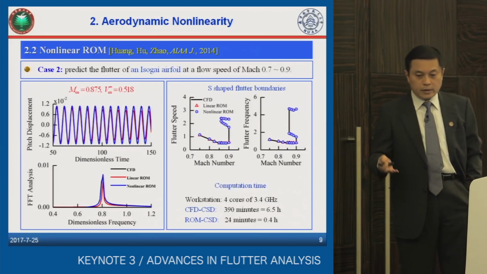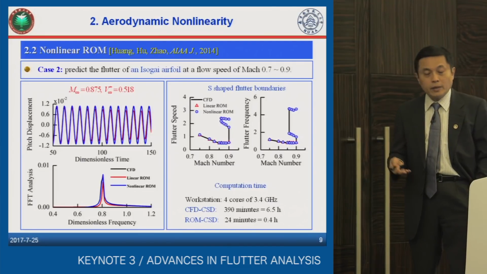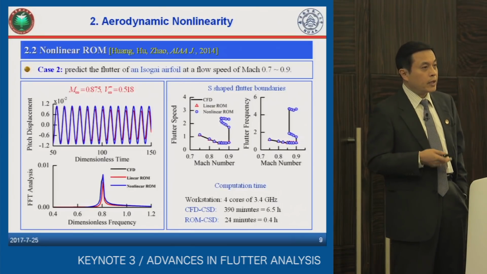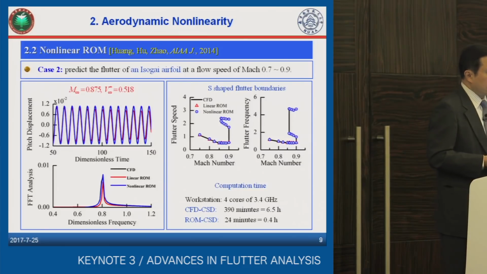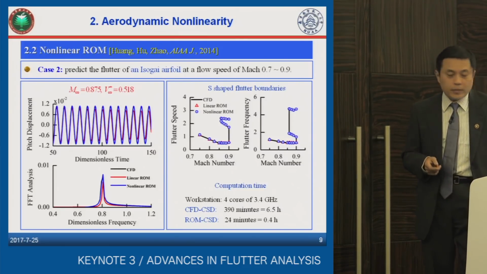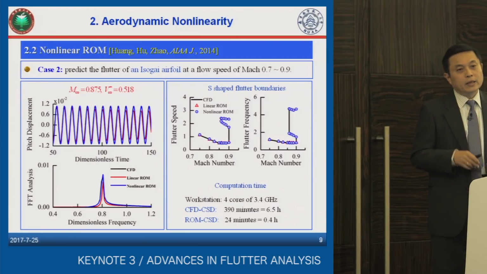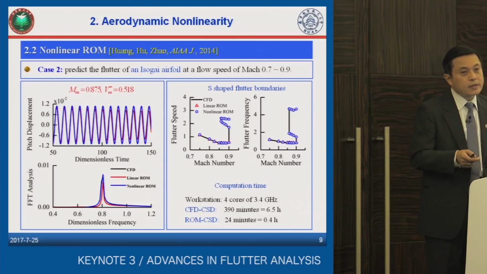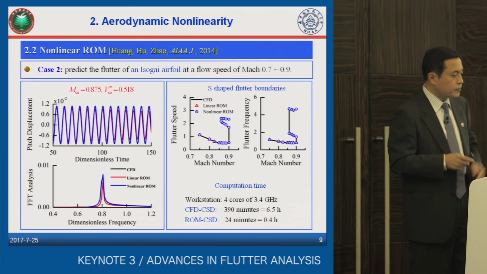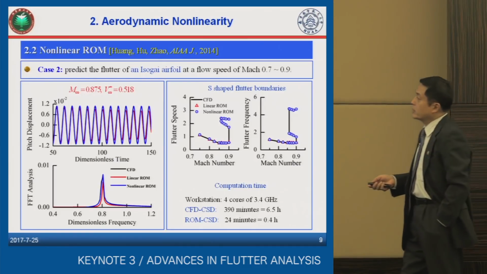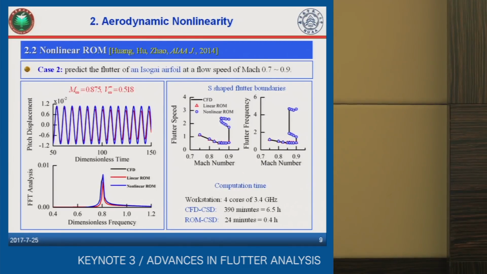And the second case study is to test whether this approach is available in analysis of aeroelastic problems. Here, we let the approach predict the flutter of the same airfoil at flow speeds of Mach 0.7 to 0.9. This is a very typical transonic regime. And the left figure shows you that the CFD results and the results from the nonlinear ROM get very good agreement. However, if you use a linear ROM, just like the first one proposed by Hall and Dowell, then you will have an obvious discrepancy, especially at the peak value.